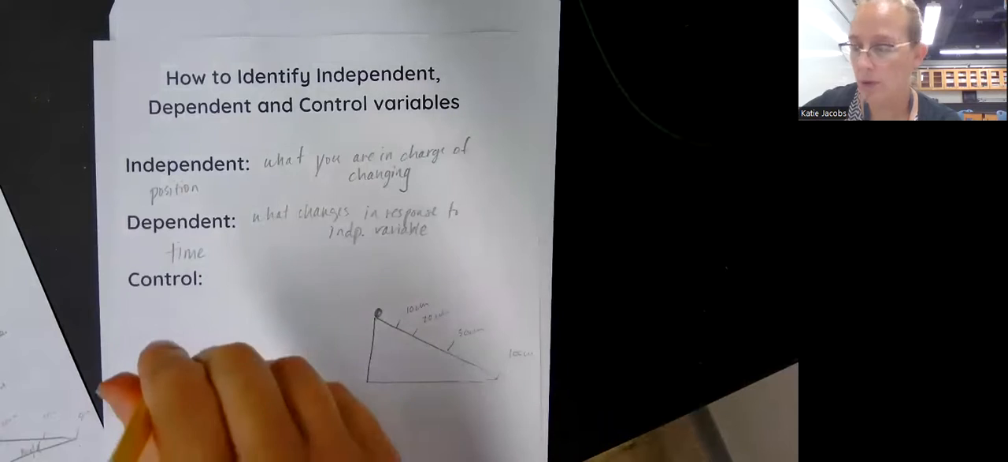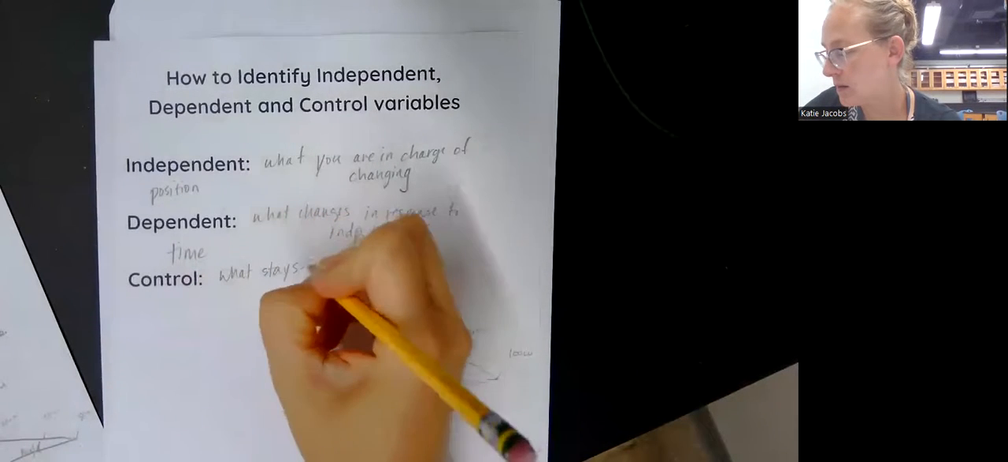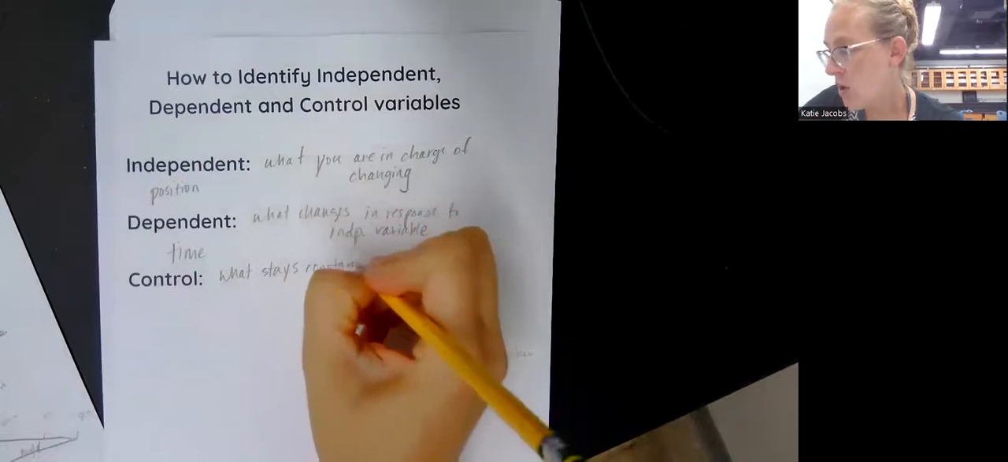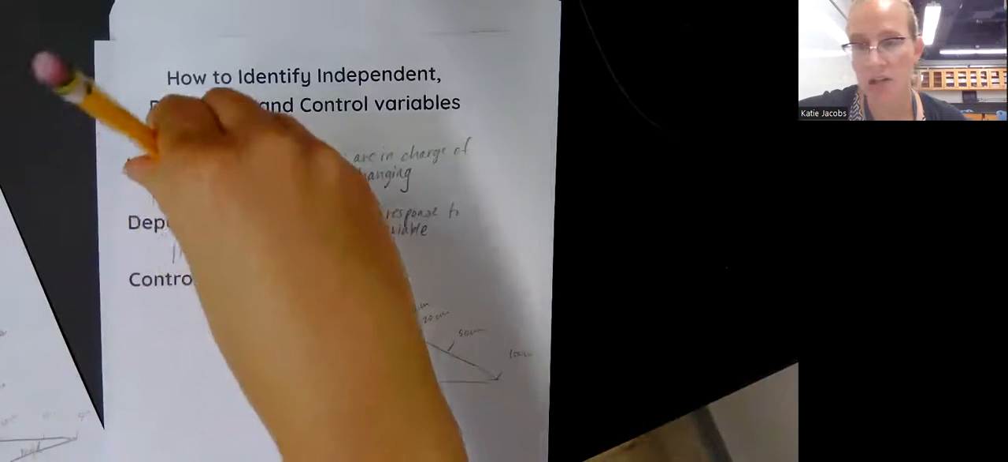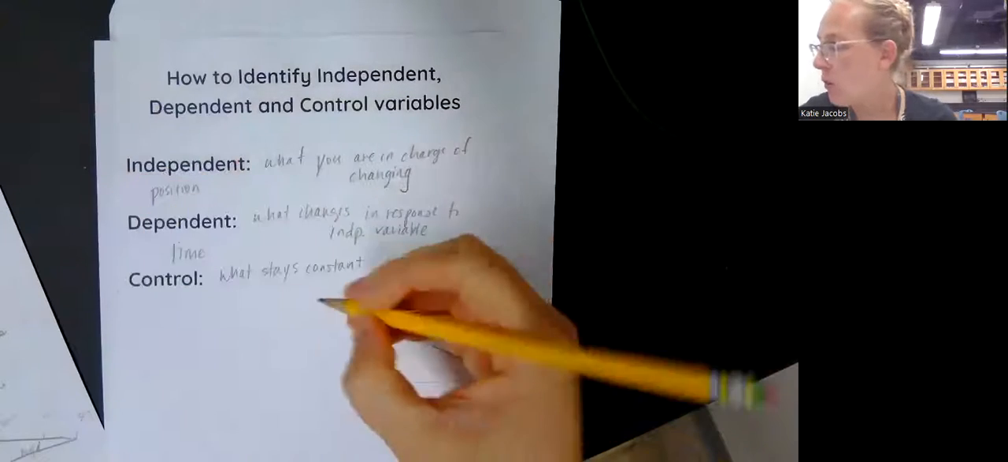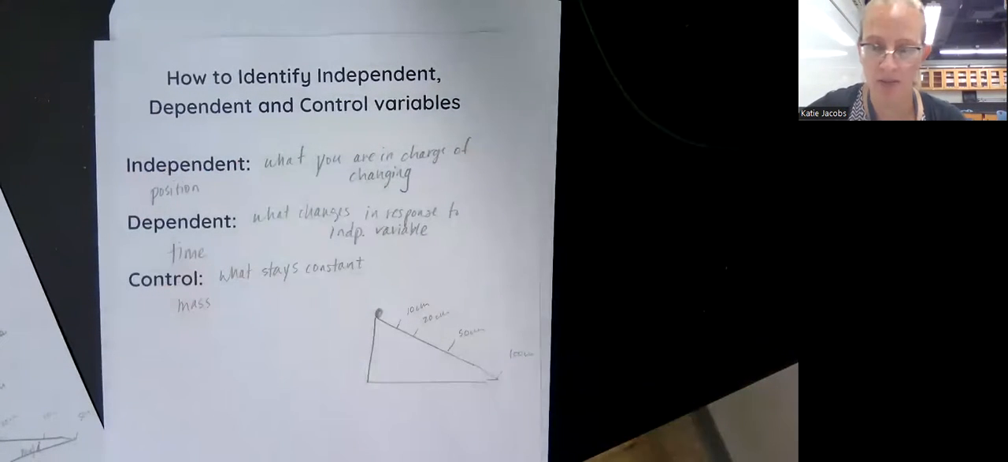The control variable is what stays constant in the experiment. What do I need to hold constant in order to study position and time? One thing would be the mass of the ball. I don't want to change the mass of the ball and change the position, because then I have two different independent variables at the same time. And as experimenters, we only want one independent variable at a time. We want to see how position affects time.